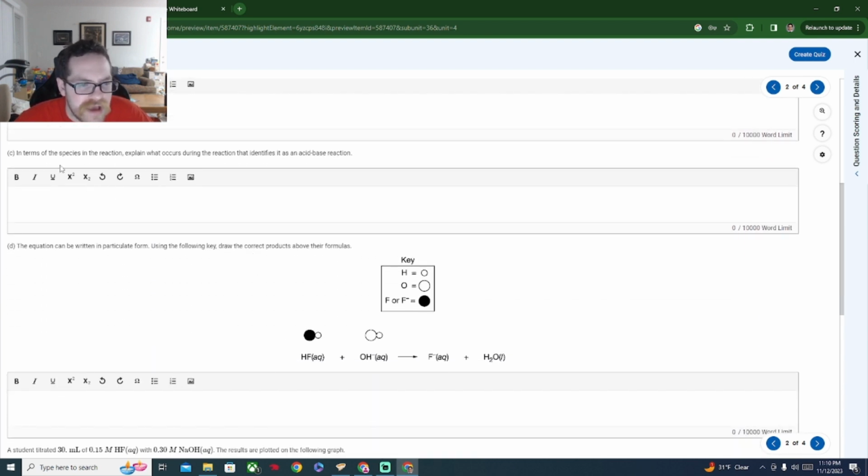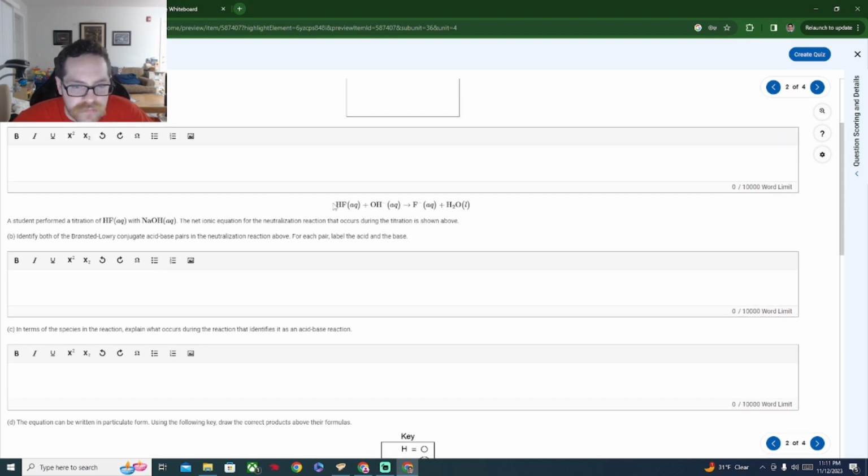In terms of the species in the reaction, explain what occurs during the reaction that identifies it as an acid-base reaction. Well, an acid and a base react to form water. Right? When you have an acid and a base react and form water, and you have a transfer of a proton being given off and accepted by something, right?